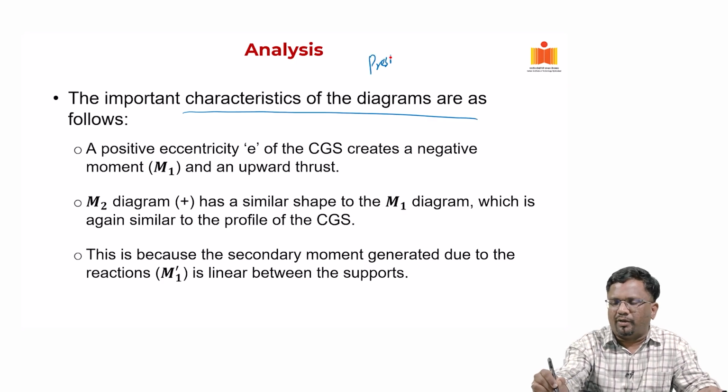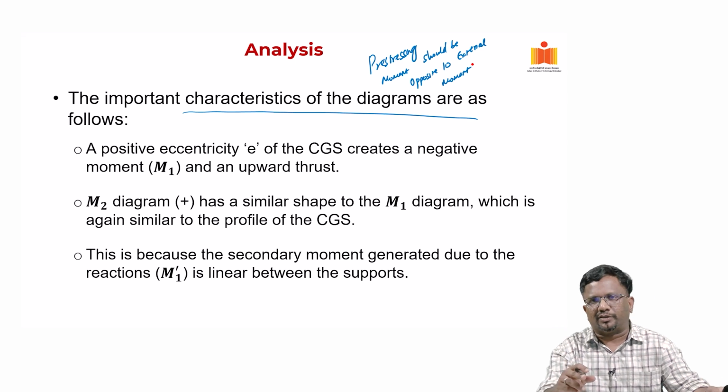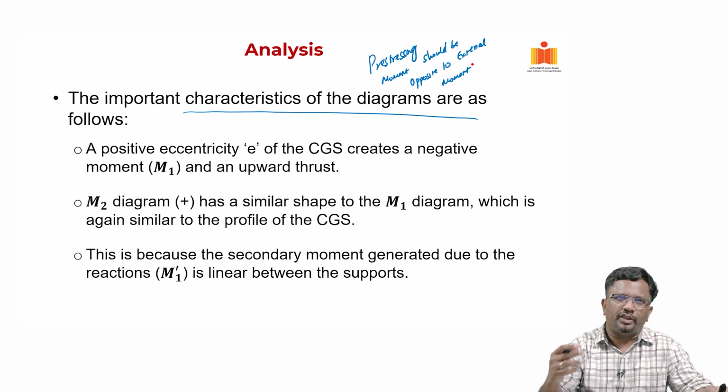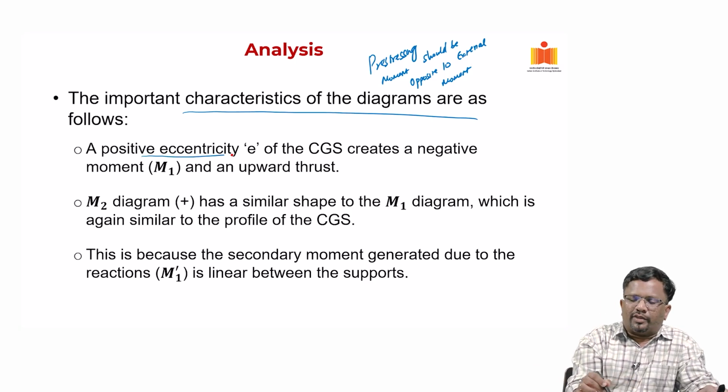Okay. Now, an important characteristic of all these moment diagrams is, as we said, the pre-stressing moment should always be designed opposite to the external moment. Okay, that is the design. So we want to nullify that external moment as much as possible, right. So the pre-stressing moment always should oppose the external moment. That is the reason why a positive eccentricity of the CGS will create a negative moment.